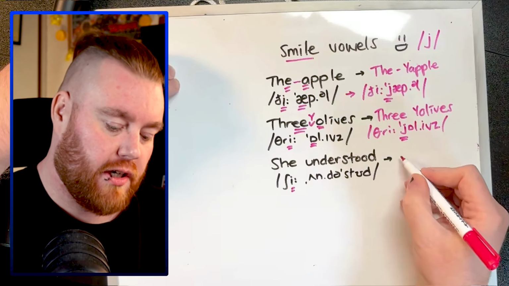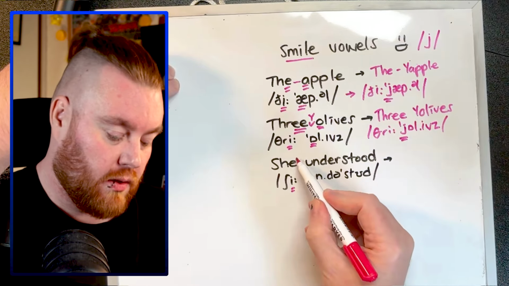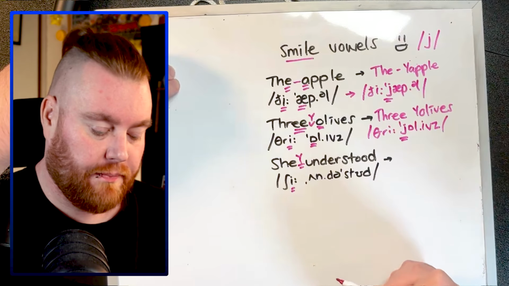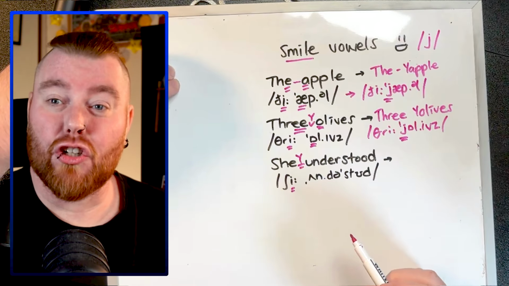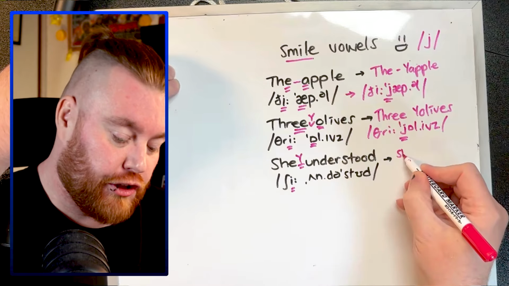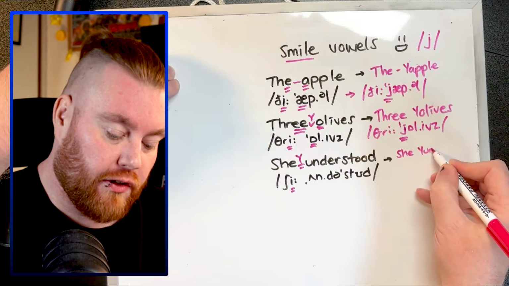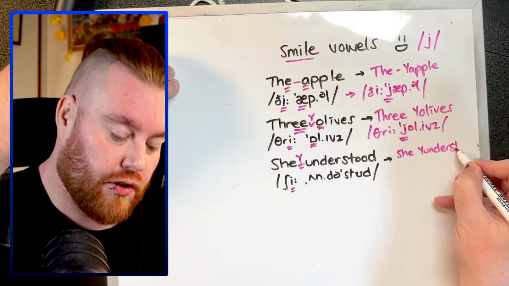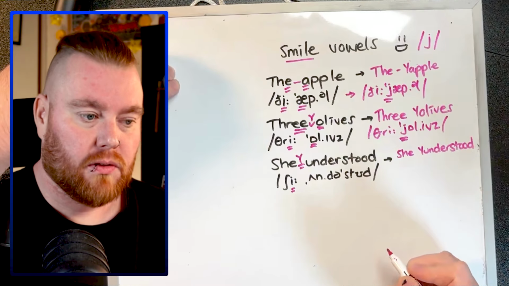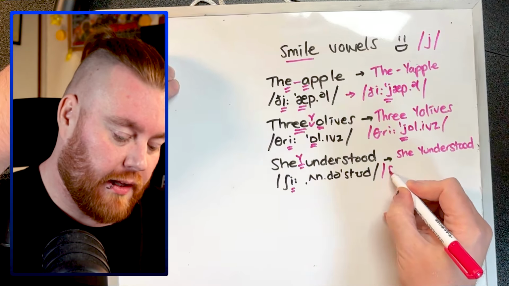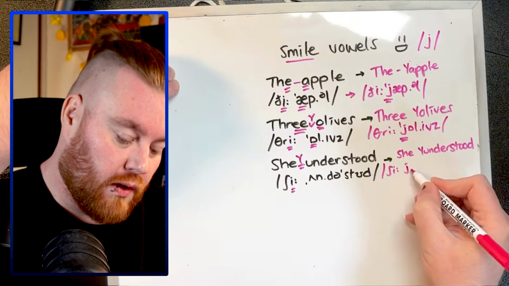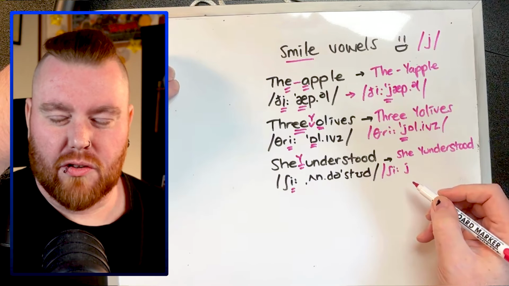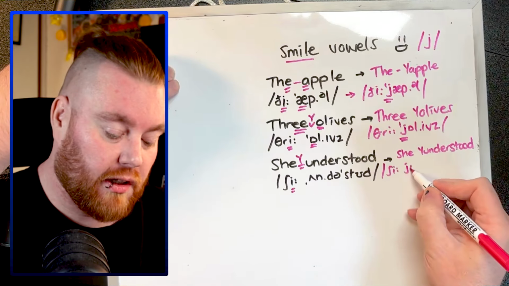Last one, she understood. Okay. We're adding this Y. She, smile. She understood. Cool. And if we look at it like this, she... well, my accent, understood, but she understood.